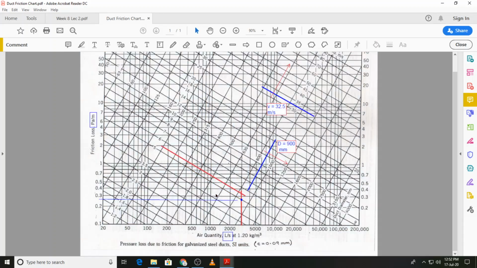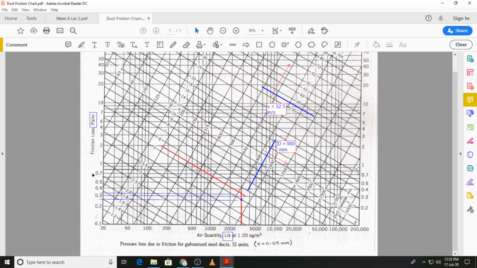and then again read off the value of the pressure drop from the scale on the vertical axis. So that is how you can calculate the friction loss for a circular duct.